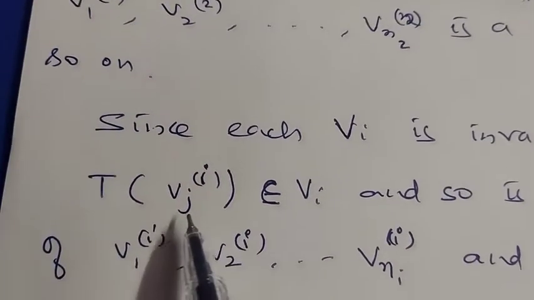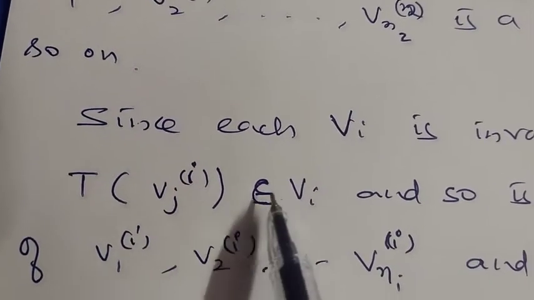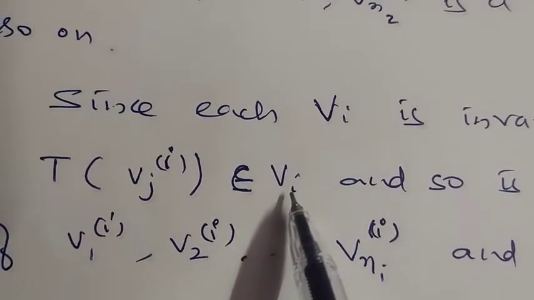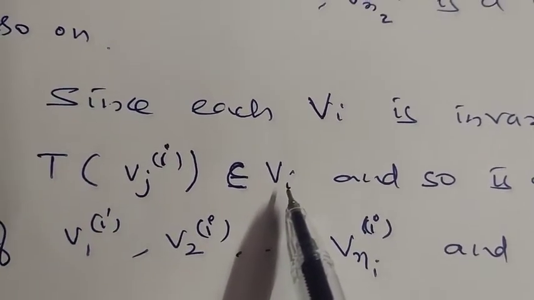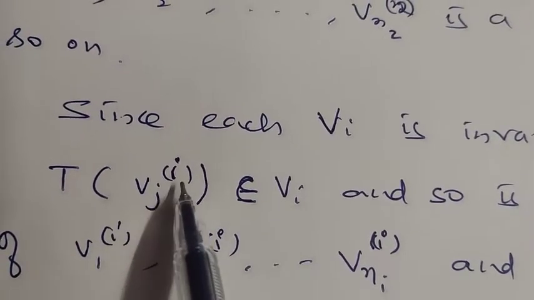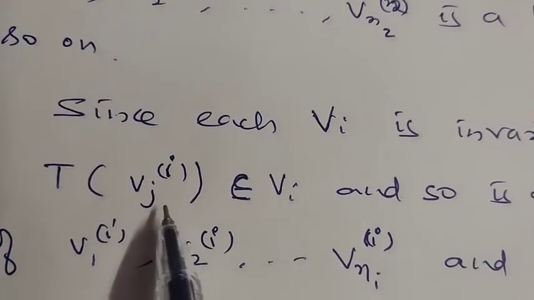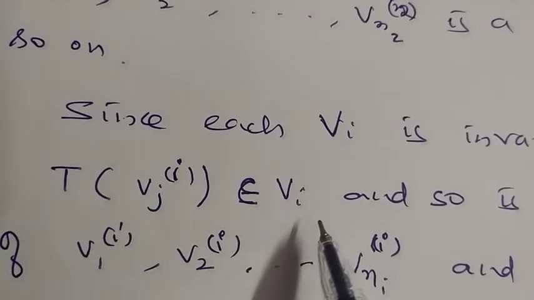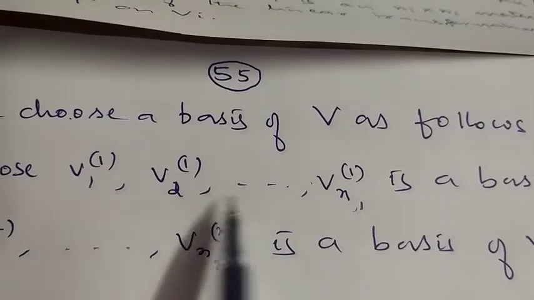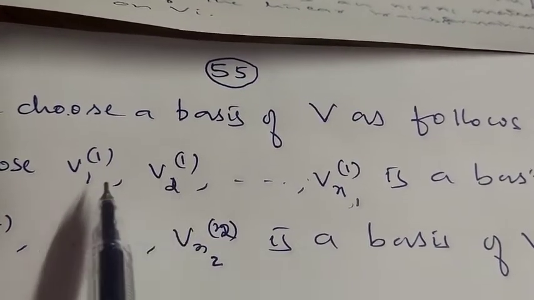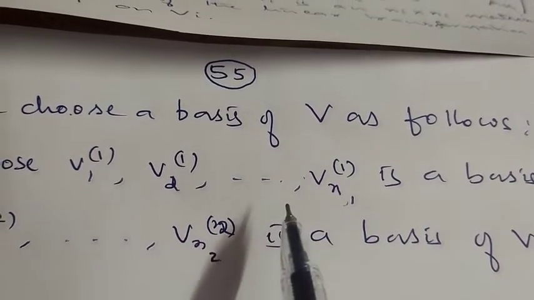That means if you write in index notation, T of Vj i belongs to where? Vi, because these are the basis. The upper index i denotes the index of the subspace Vi, right? T of Vj i means T of V1 i belongs to Vi, T of V2 i belongs to Vi and so on. Look here, these all belong to V1, so T of V11 is a linear combination of these basis elements. T of V21 is also a linear combination of these basis elements, because T is a mapping from V to V.